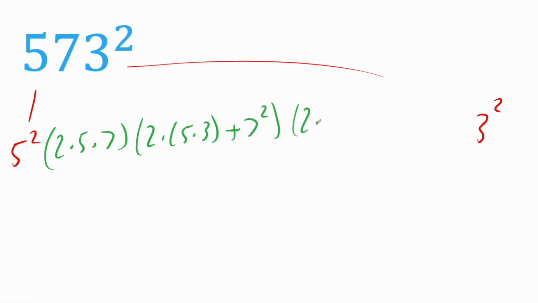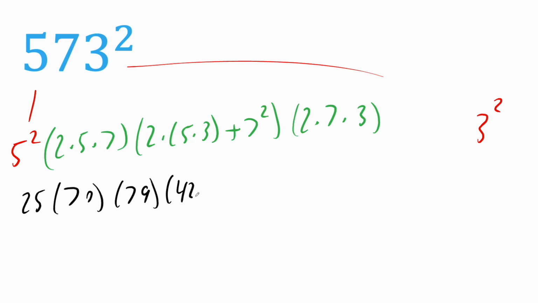So we have 2 times 7 times 3. We close it. So 5 squared gives you 25, parentheses. 2 times 5 is 10. 10 times 7 is 70. And then 5 times 3 is 15. 15 times 2 is 30. 7 squared is 49. 49 plus 30 will give us 79. Then this last piece, 2 times 7 is 14. 14 times 3 is 42. And finally, 3 squared, which is just 9.